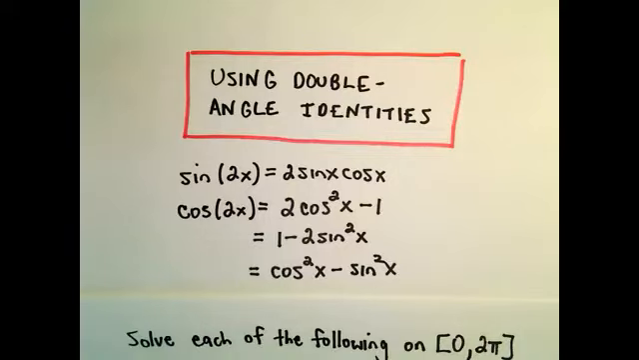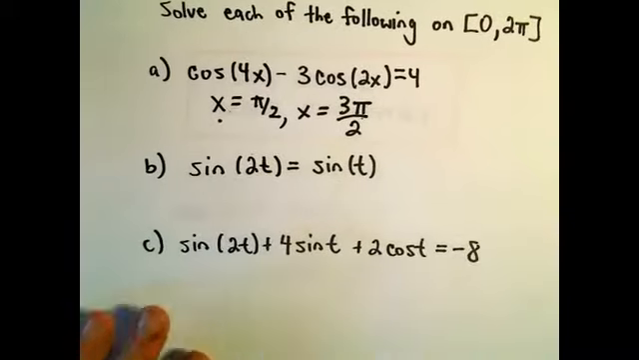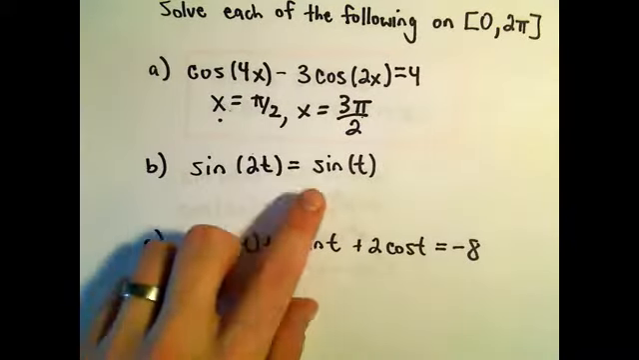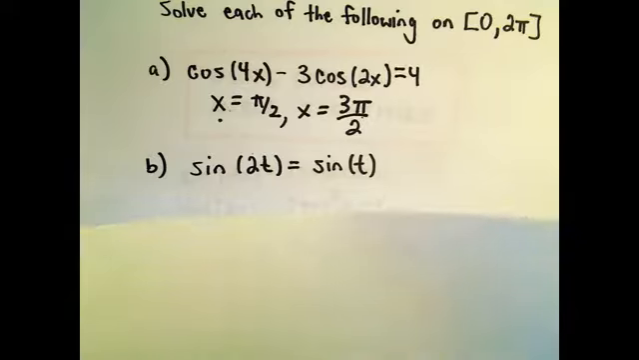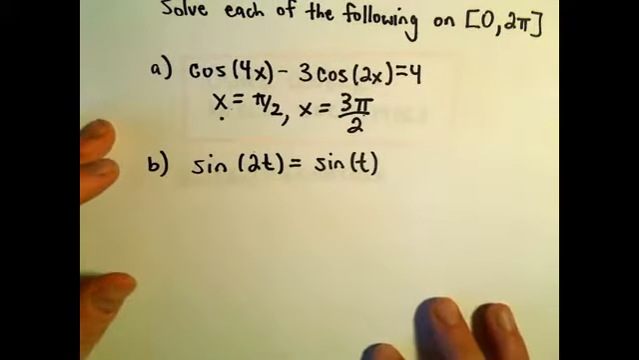Okay, so another example here of using a double angle identity to solve a trig equation. So here we're going to solve sine of 2t equals sine of t. And again, we're going to find solutions on the interval 0 to 2 pi. This one will actually be, I think, a little less involved than the first one.